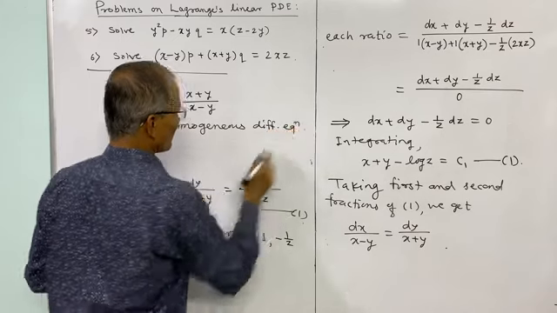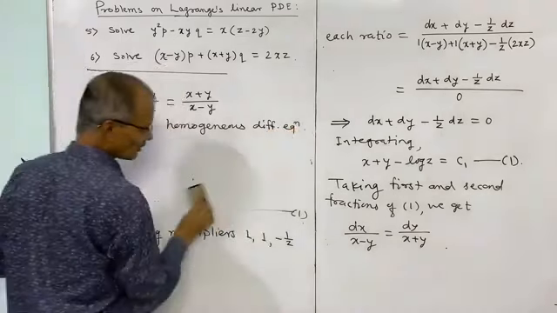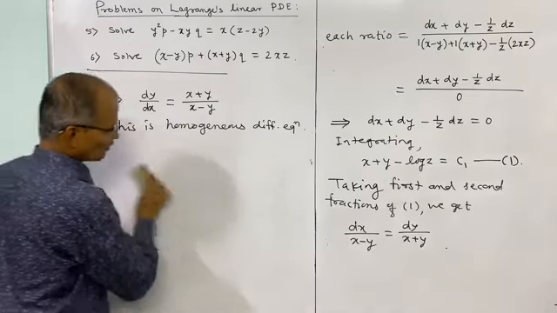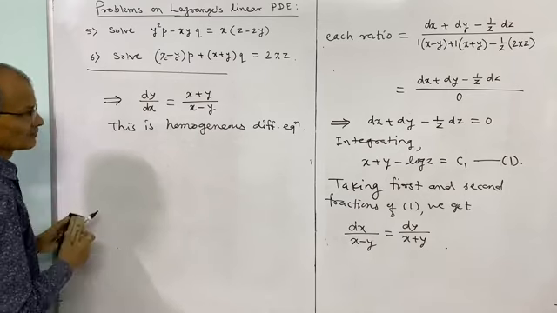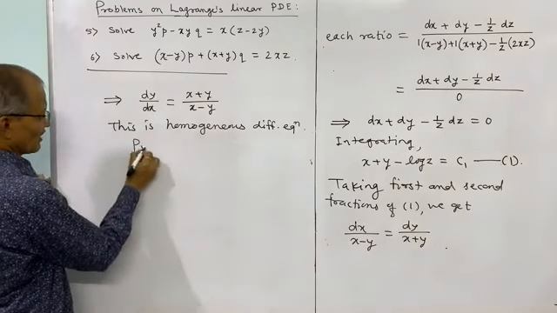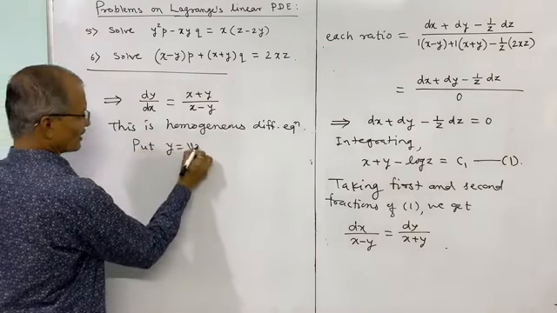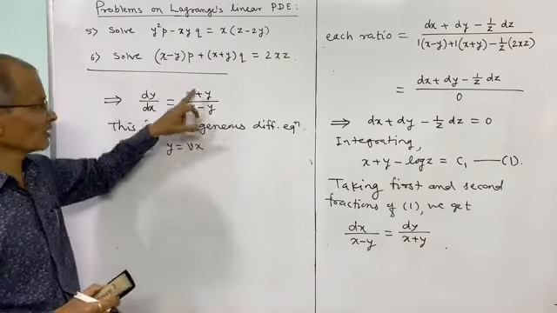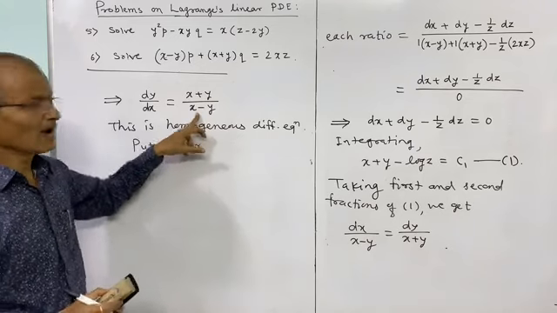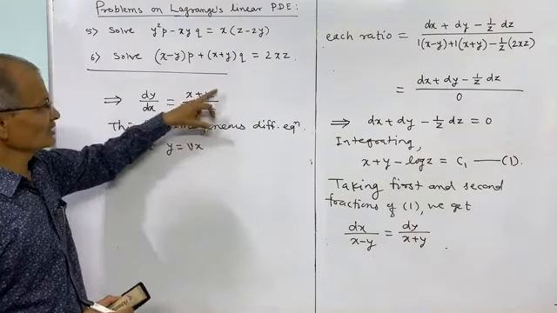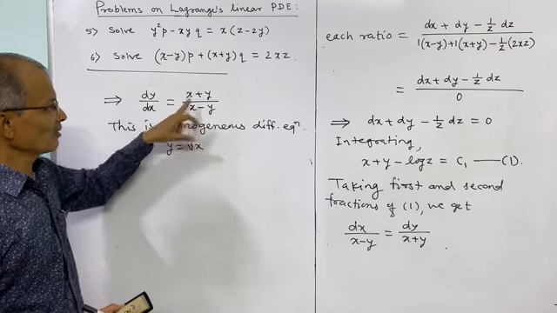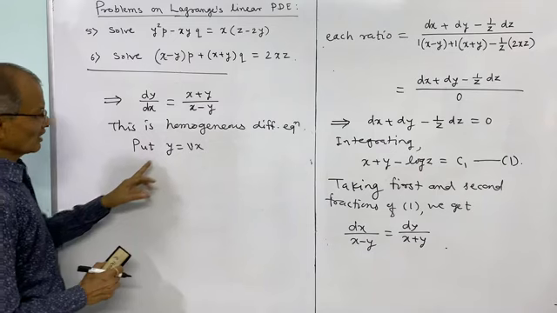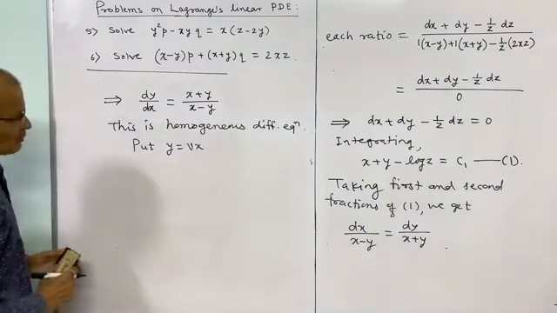differential equation, and we know the method for solution of a homogeneous differential equation is to put y is equal to vx. So put y is equal to vx. Why is it homogeneous? The right side is a function of x, y, another function of x, y, and they must have the same degree. Numerator is of first degree, denominator is of first degree. Degree of each term is the same, and therefore it is homogeneous. And put y is equal to vx.